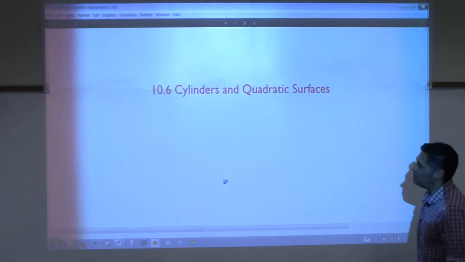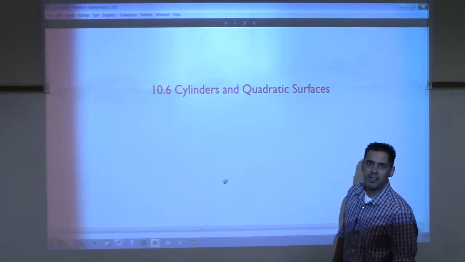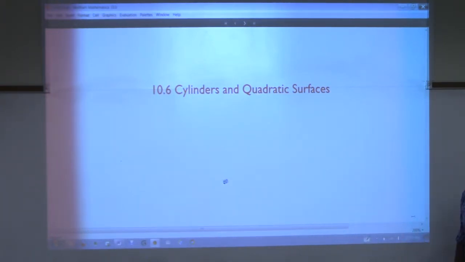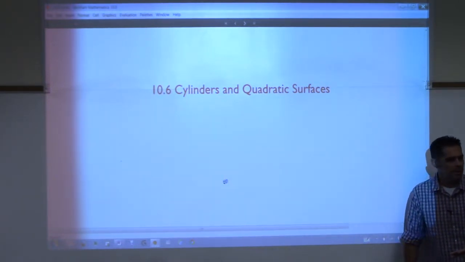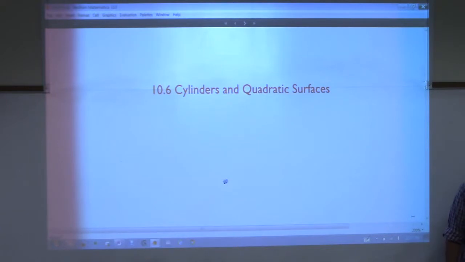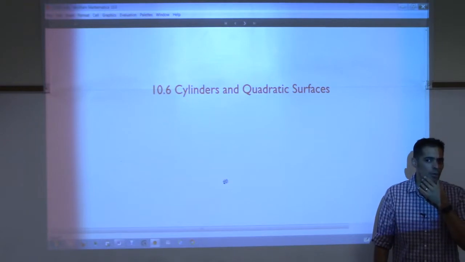10.6 is a section that we really could spend a lot of time in, but because of technology these days, we can go a little faster. There are a few elements of this that we'll look at that'll be important later, but the big idea here is that you need to become familiar with equations and what they draw.